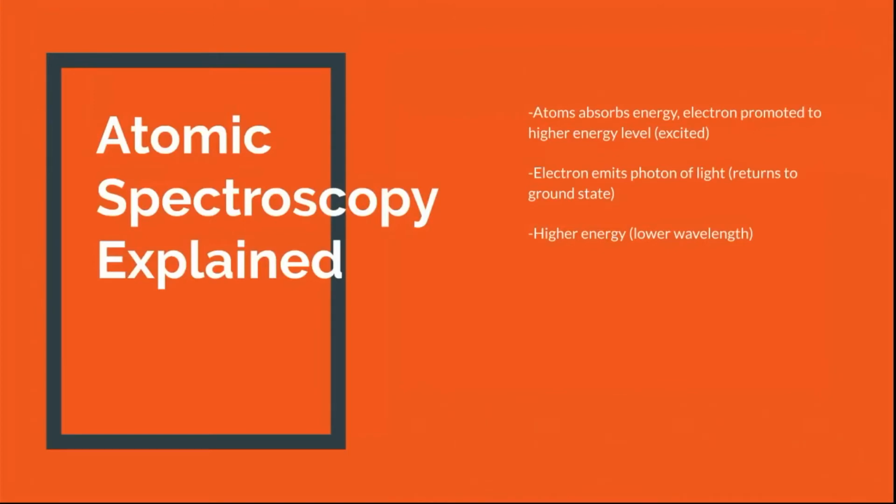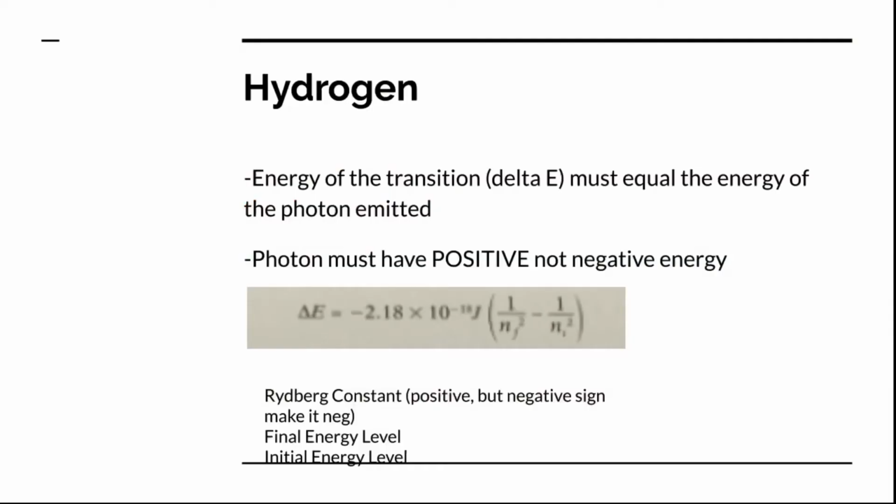And higher energy gives us a lower wavelength as well. For hydrogen, we notice that the energy of the transition delta E must be equal to the energy of the photon emitted, but note that the photon must have a positive, not negative, energy. You can't have a negative amount of photons released. That doesn't make much sense.